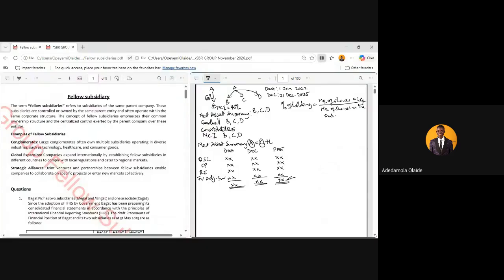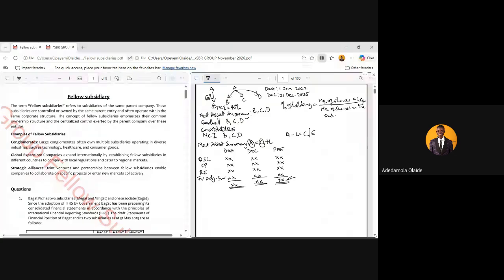Now the next thing will be that instead of listing all of our assets and liabilities, we use the equity instead. Don't forget, from the accounting equation, assets minus liabilities is equal to capital, and capital is the same thing as equity. So instead of using assets and liabilities, we'll just use equity.